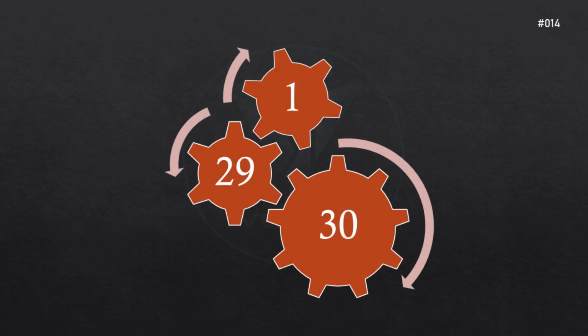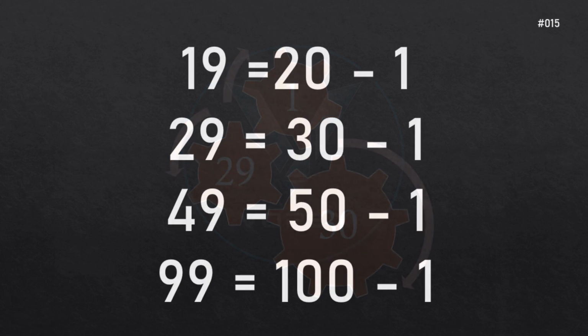Here's an important point to remember. You can't always split a number any way you want. Instead, you should split it in a way that makes the calculation easier. For example, 19 becomes 20 minus 1. 29 becomes 30 minus 1. 49 becomes 50 minus 1. 99 becomes 100 minus 1. Thinking about numbers this way makes mental math much faster and easier.